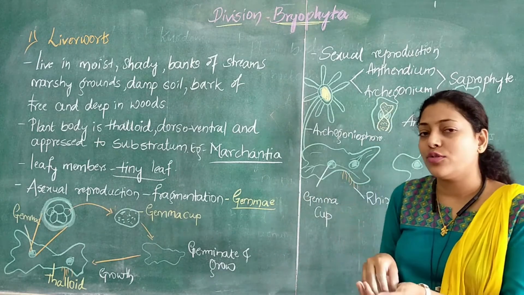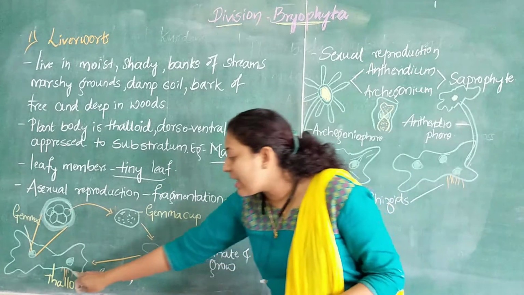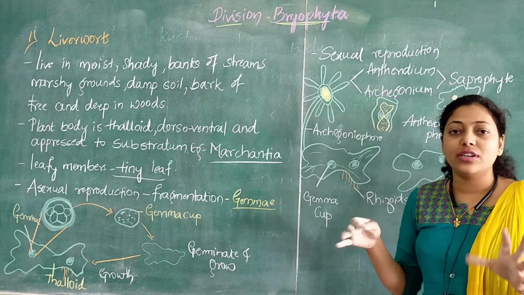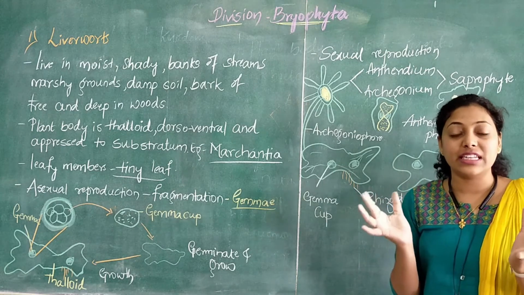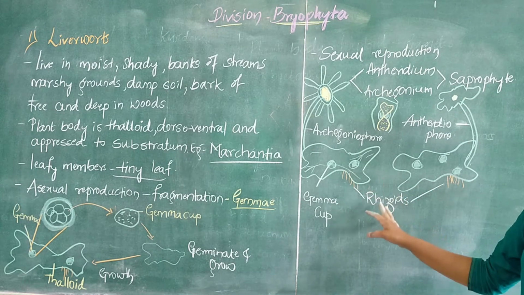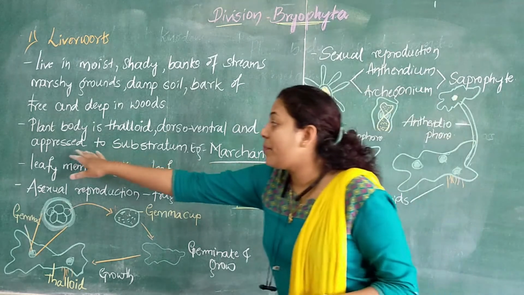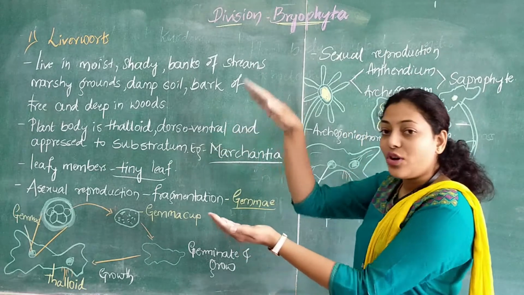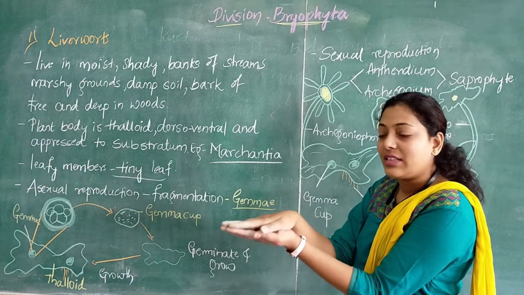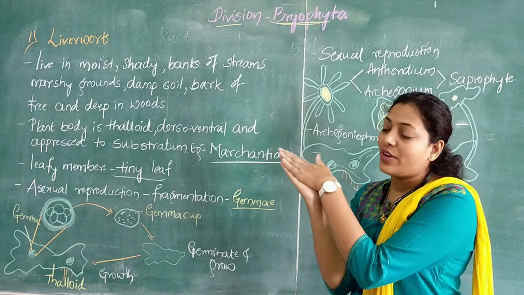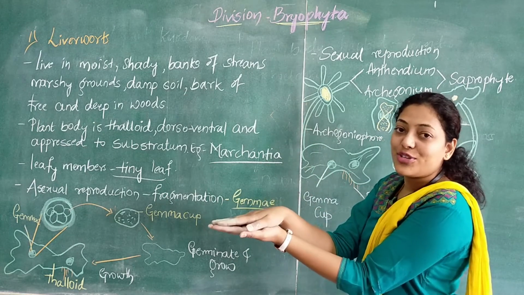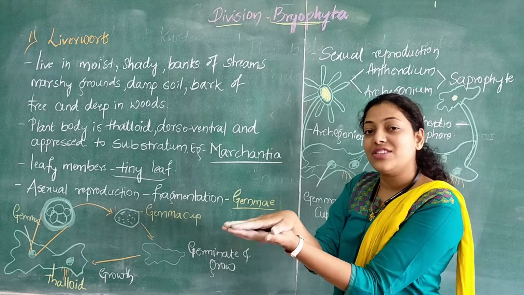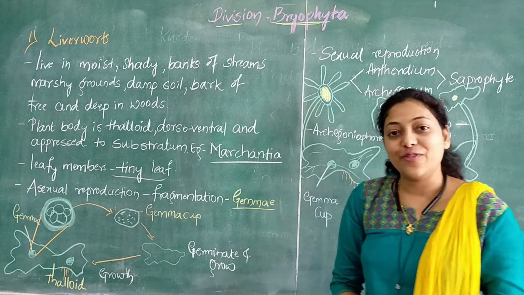That's why they are found attached to the substratum, because they have rhizoids, a root-like structure which is either unicellular or multicellular but transparent in nature. They are called rhizoids, and these rhizoids are appressed to the substratum. These are also dorsoventral, with a dorsal side and a ventral side. These are prostrate bodies, thalloid prostrate structures that you observe in liverworts.